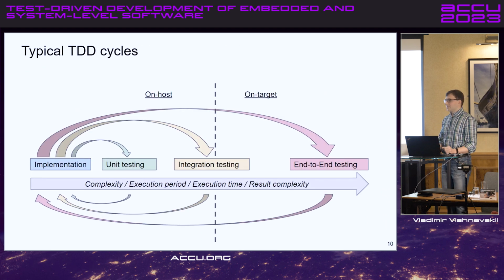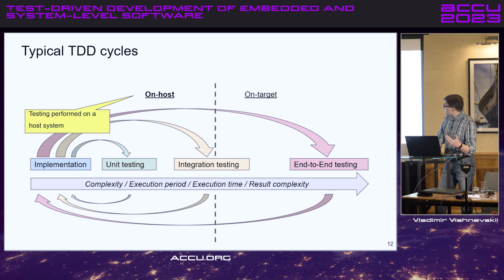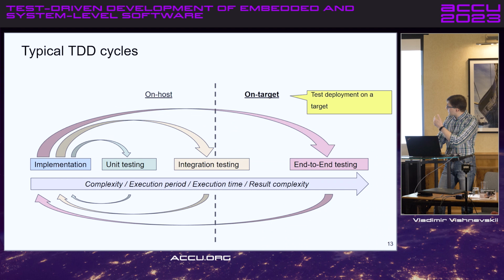If we look at typical test-driven development cycles, we can see that this is an iterative process. The implementation is happening iteratively with testing, and some parts of the testing are happening on the host, and some are required to be executed on the target. Some parts of integration tests plus end-to-end tests.